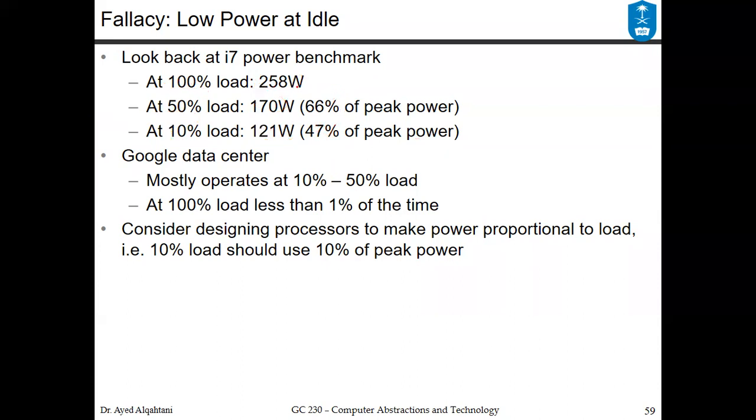So the reduction in the power doesn't decrease at the same rate you are decreasing the load. Part of that is because of the static power consumption. Now, the Google data center mostly operate at 10 to 15% load. So the 100% is not realistic. It's only for measurement. Usually, it's between the 10% to 50%.